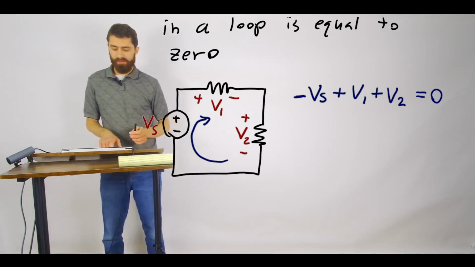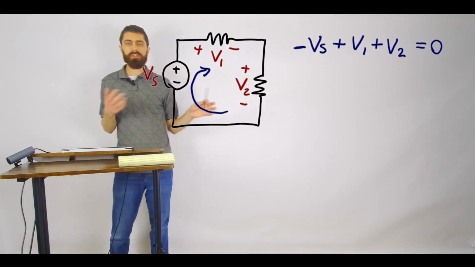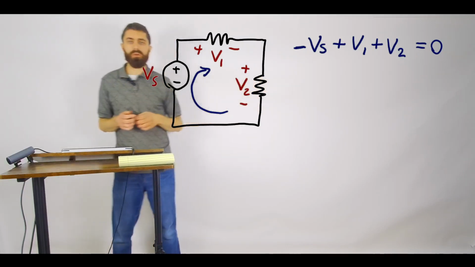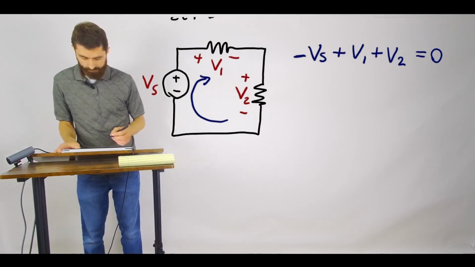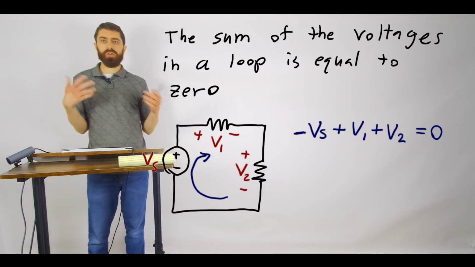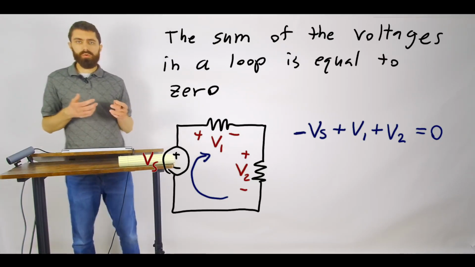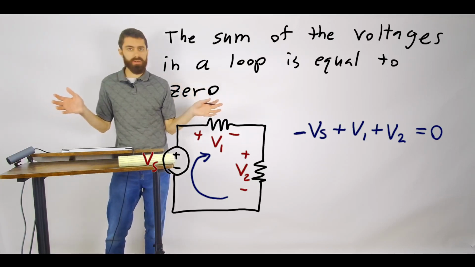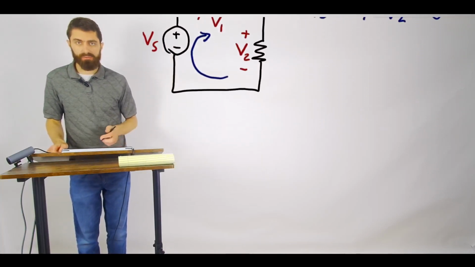And so if we then had certain values for like V1 and V2, we could solve for Vs or whatever our unknown is. So that is Kirchhoff's voltage law. What's cool about this law is that it works for any loop in a circuit, literally any loop. So you could have a really complicated circuit, for example.